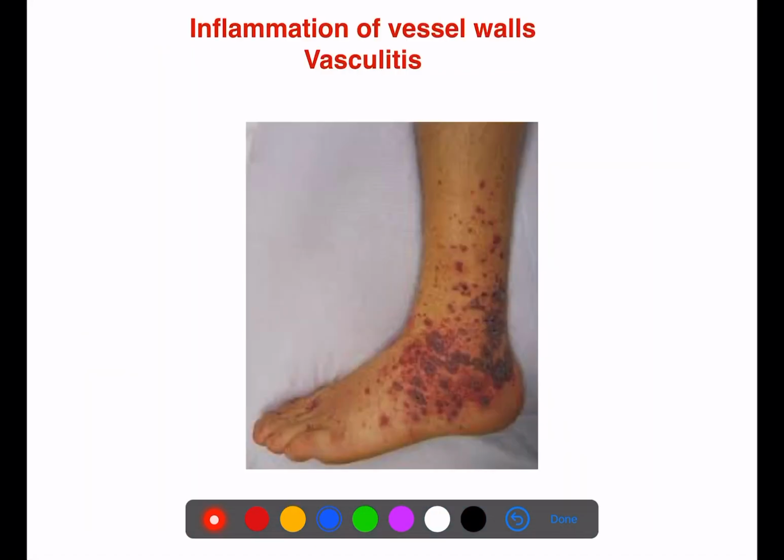Let's move now to the second slide. We will talk in this slide about the inflammation of the vessel. The inflammation of a vessel is generally called vasculitis.